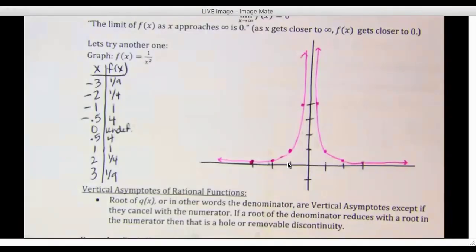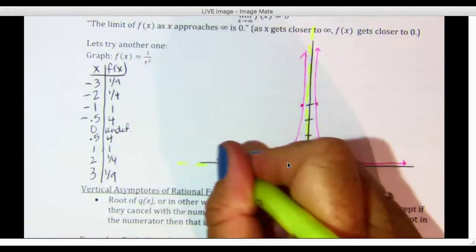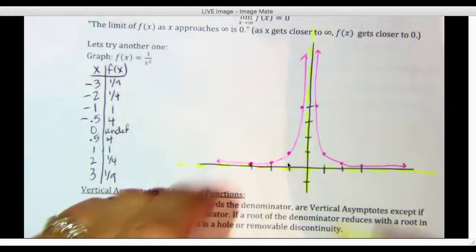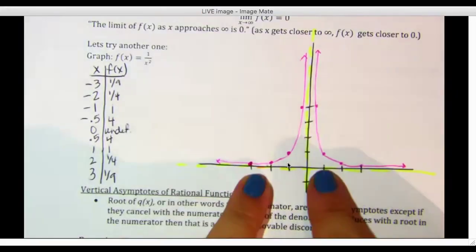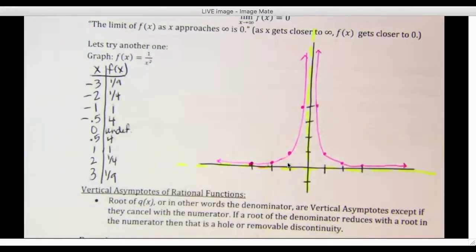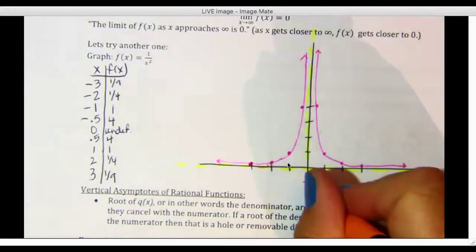So we still have a vertical and horizontal asymptote, as we can plug in x values closer and closer to 0, but we can't plug in 0. And as our x values get really, really big and really, really small, our function goes to 0. It gets really close to the x-axis, but never actually touches it. So again, the equations of those lines are y equals 0 and x equals 0.